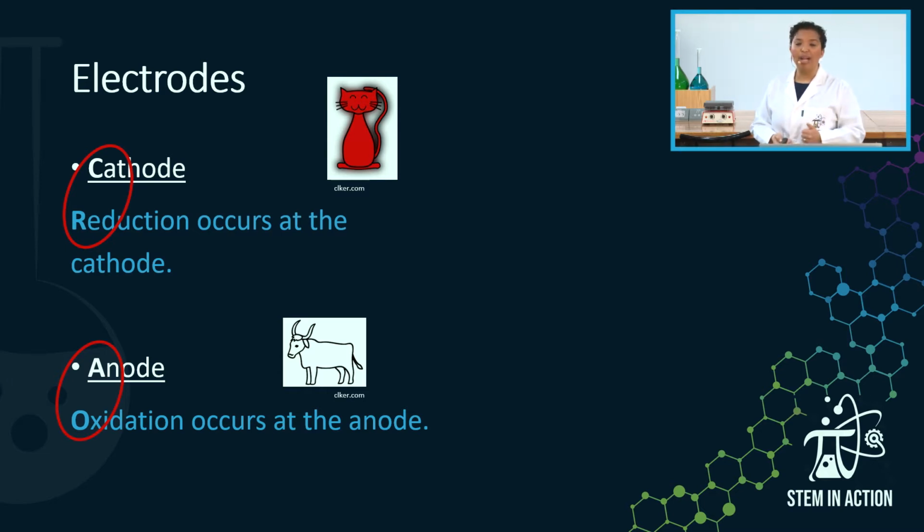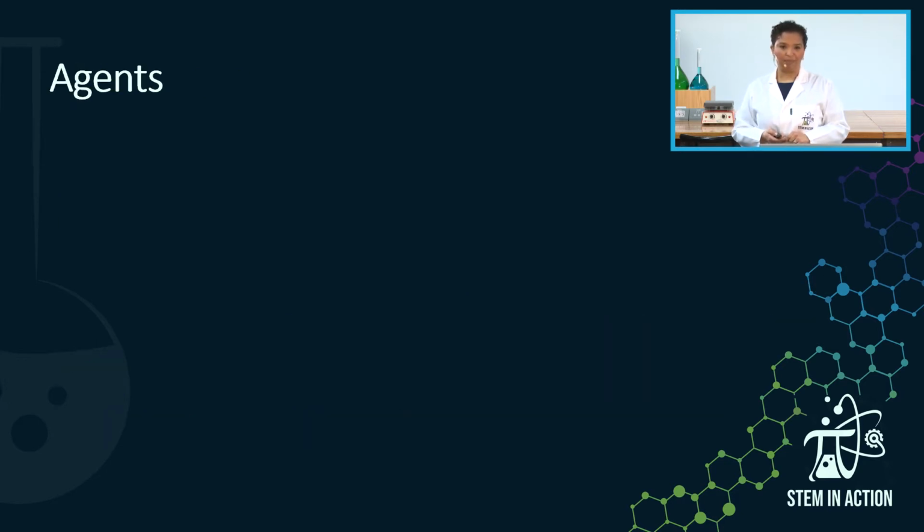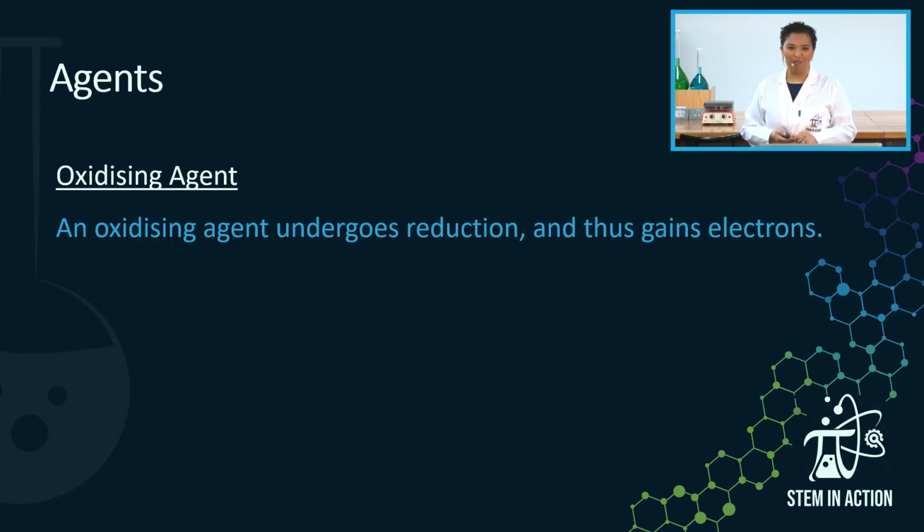Another definition that we will have to cover is that of electrolyte. An electrolyte is an aqueous solution which can conduct electricity. Then we look at the agents that are involved in electrochemistry. Your oxidizing agent undergoes reduction and thus gains electrons. So grade 12s, you should be able to see now all those definitions and concepts that we covered initially, we're building on that. But I promise you, all these definitions will definitely appear in your exam questions.